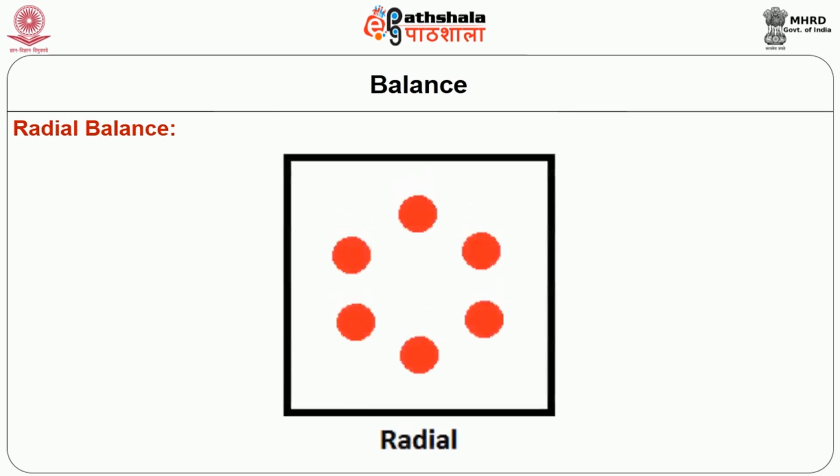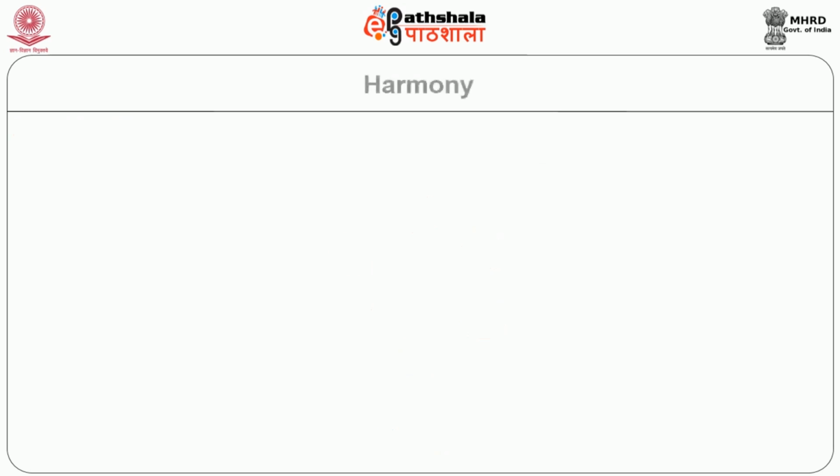Radial balance: when all parts of a composition are repeated and balanced around a center, like the petals of a daisy or the widening of ripples from a pebble thrown into a pond, it is indicated as radial balance. It may result from the arrangement of elements about a center point.